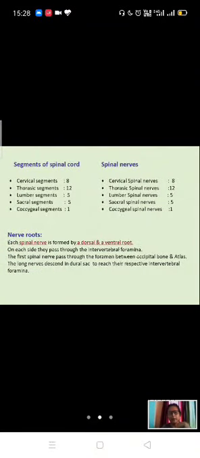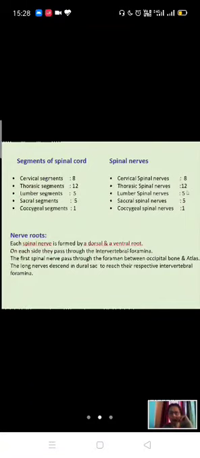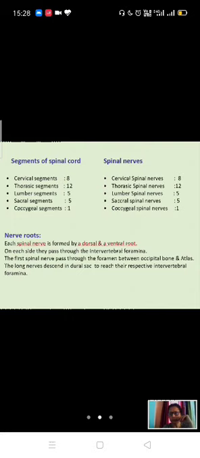And you know these segments: cervical segments 8, giving 8 pairs of cervical spinal nerves; thoracic segments 12, giving 12 pairs of thoracic spinal nerves; lumbar segments 5, and lumbar spinal nerves are 5 pairs; sacral segments 5, and sacral nerves are 5 pairs; whereas coccygeal segment 1 and coccygeal spinal nerves are 1 pair. And you know about nerve root, there are 2 nerve roots.